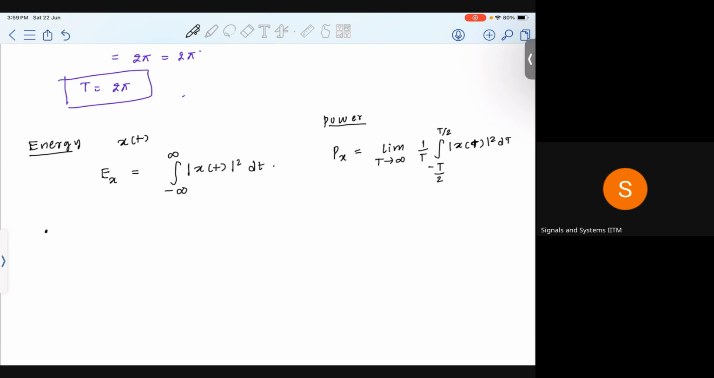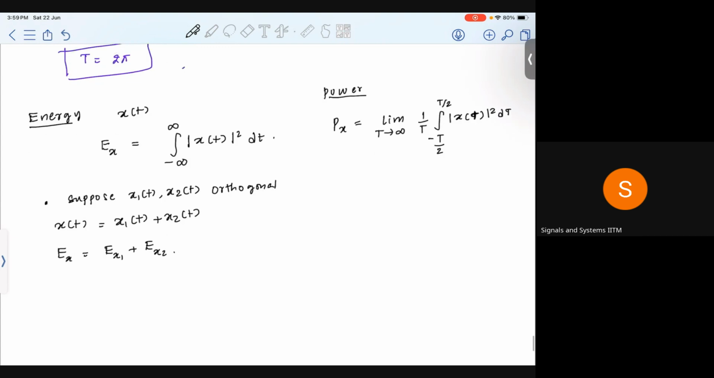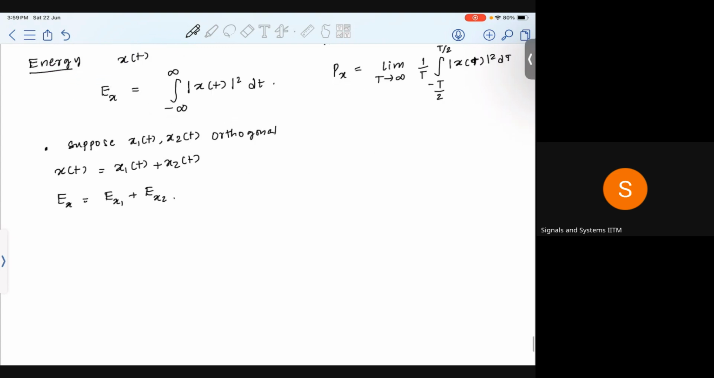Some important things. Suppose x1 of t and x2 of t are orthogonal, then the energy of x of t, which is the sum of the two signals, Ex, is Ex1 plus Ex2. Okay. This is one important thing.